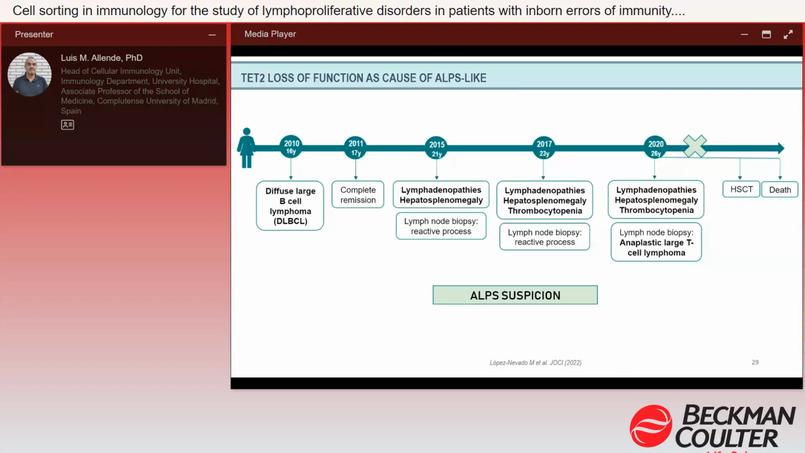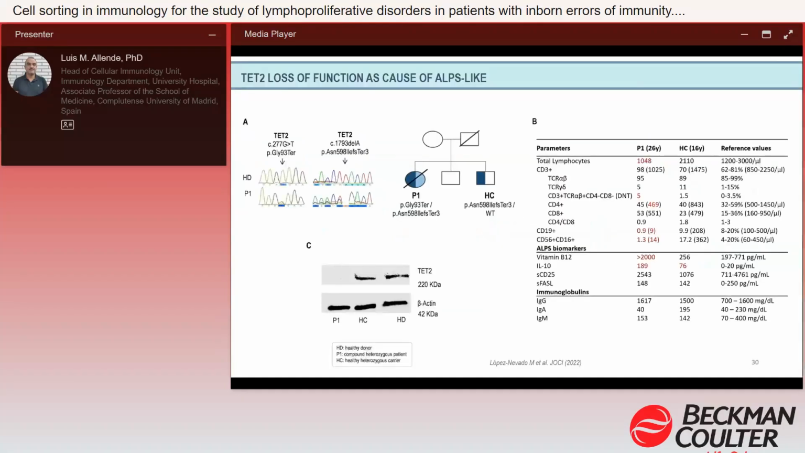A matched related donor hematopoietic stem cell transplant was performed in March 2021, but unfortunately, the patient died early due to transplant-related toxicity. The immunological description of the patient is shown in this slide.